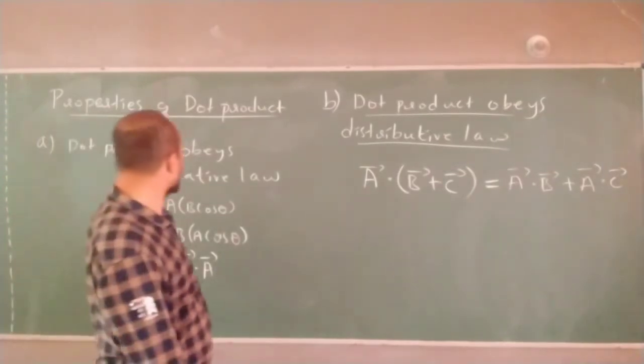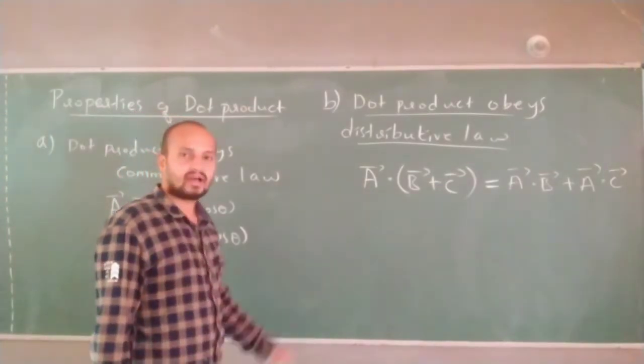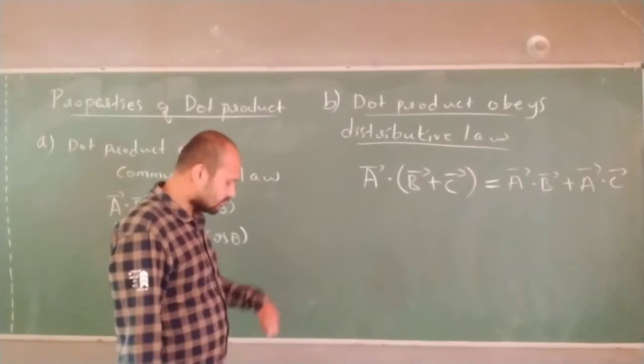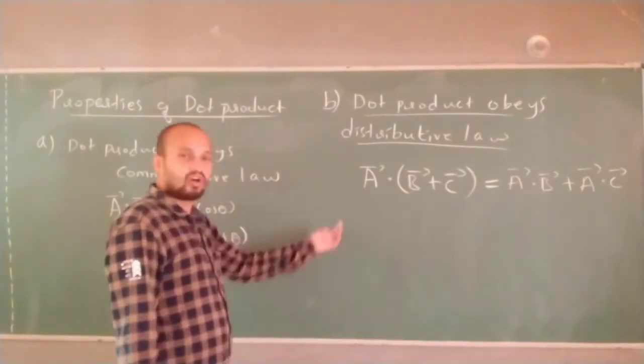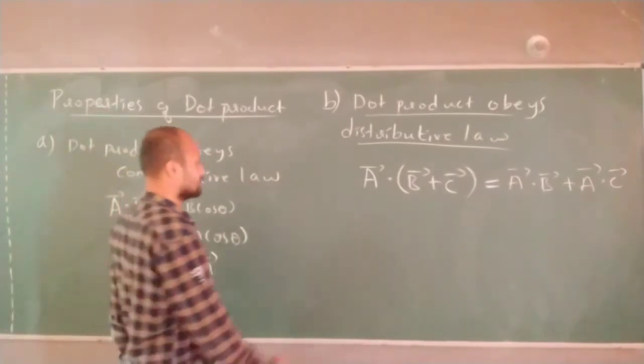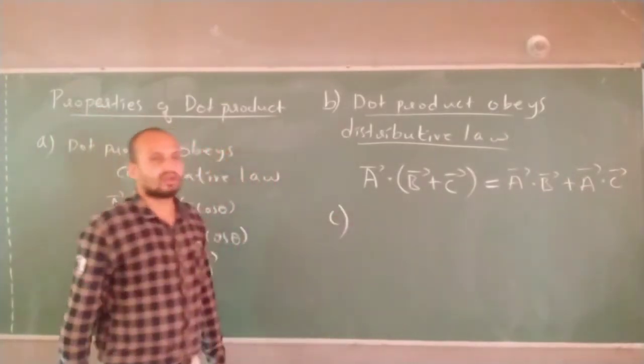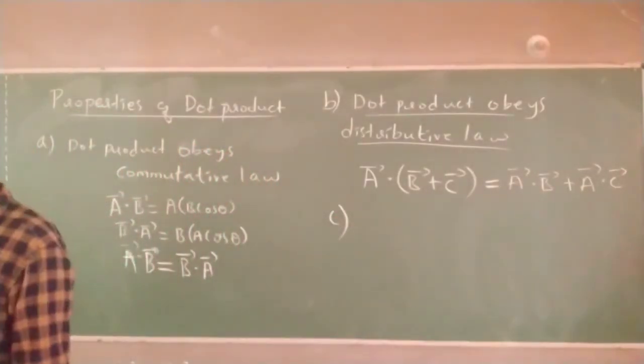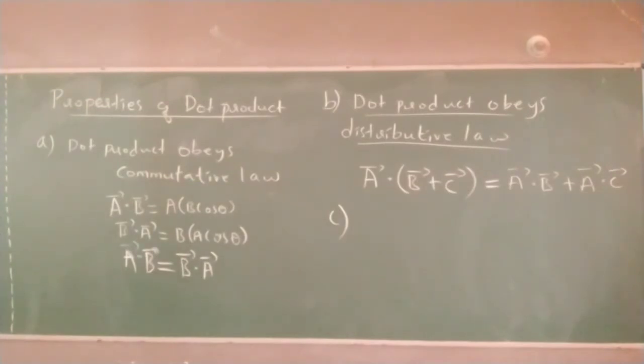We have a very interesting proof, but there is no requirement for it; I am just writing the property. Third property: if two vectors are parallel, then the dot product is maximum.